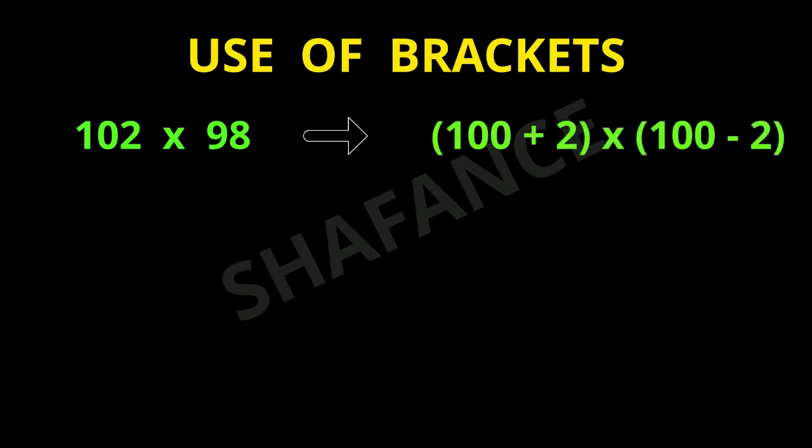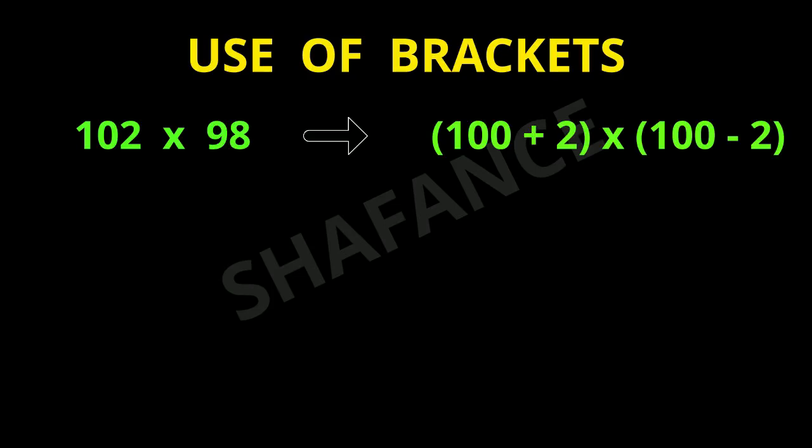Now let us see one more example. Now we have 102 multiplied by 98, which is a little difficult to solve. Now let us see how we will use the brackets to solve it. 102 we can write as a bracket, inside the bracket 100 plus 2, and multiply by 98. We can write 98 as 100 minus 2 inside the bracket. Now we have two brackets, a bracket multiplied by a bracket.